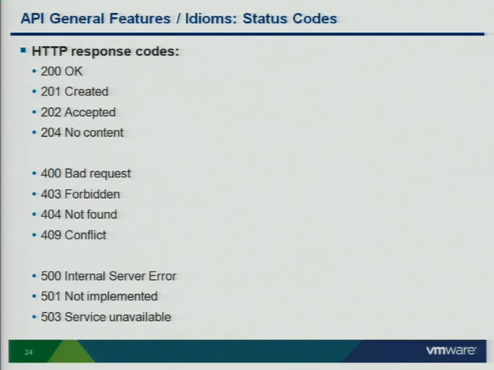I'll talk quickly about some of the general features that we have in the vCloud API. The vCloud API, being based on HTTP, follows the standard HTTP response codes, meaning that 200 response codes are used to indicate that the operation is successful. Then 400 response codes are used to indicate that there's a user error, and 500 response codes are used to indicate server errors.